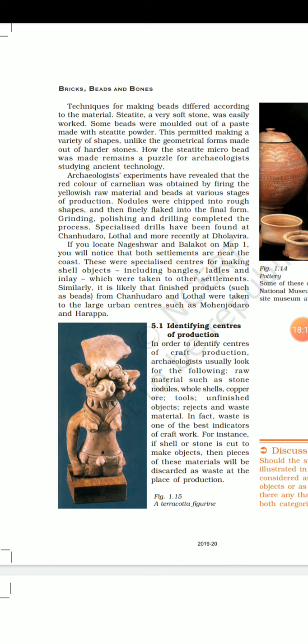Bangles, ladles, and inlay were taken to other settlements. Similarly, it is likely that finished products such as beads from Chahundro and Lothal were taken to large urban centers such as Mohenjo-daro and Harappa. Bead making was very famous in Chahundro and Lothal, and recently at Dholavira also. When the beads were given a perfect shape and were ready to be sold in the market, for trade and commerce, they were taken from these local places to higher markets like Mohenjo-daro and Harappa.